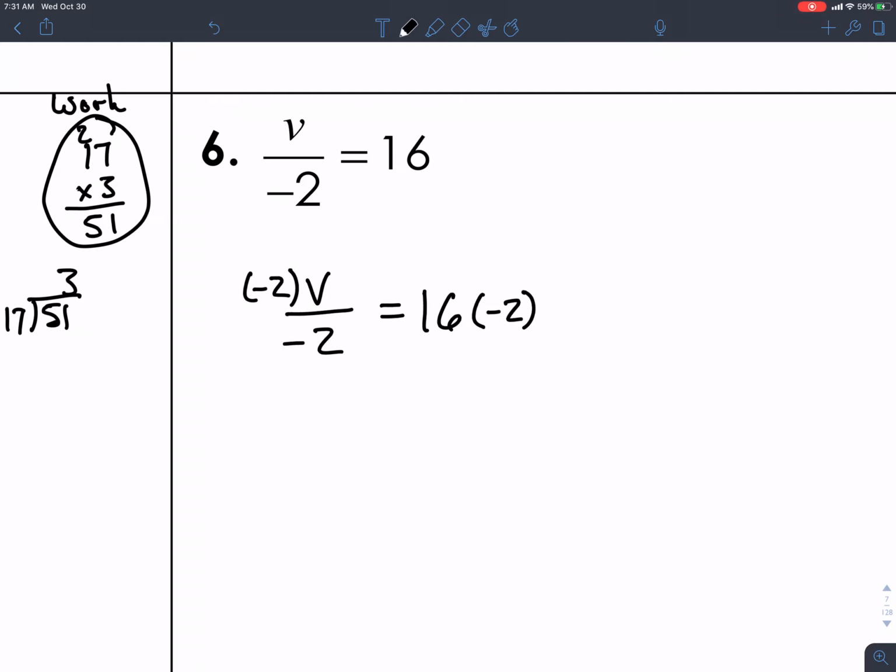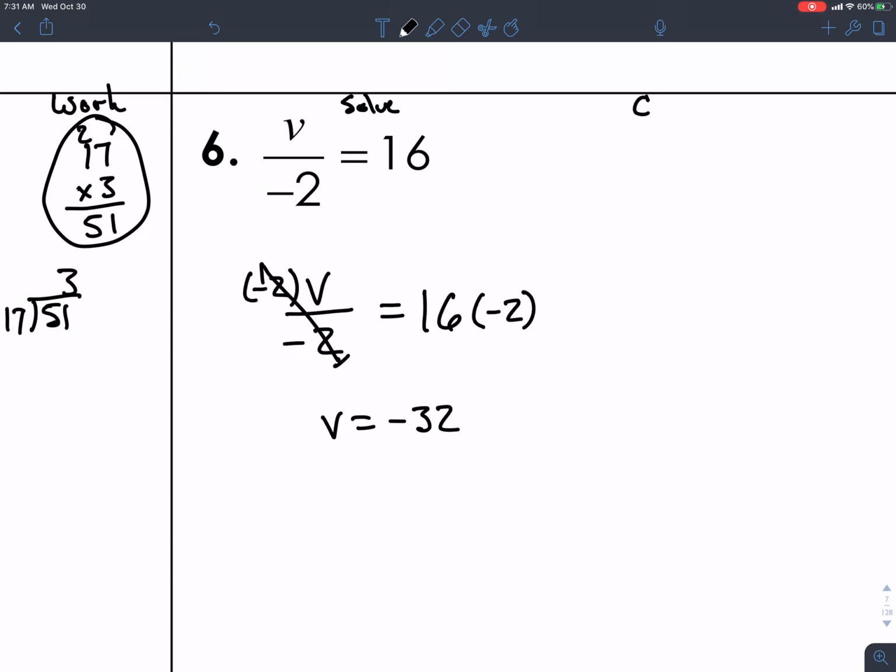Okay? Fractions are really easy to deal with in algebra because you're just getting rid of the numbers. Again, that's a big 1. Negative 2 divided by negative 2 is 1. It has to be the exact same number, exact same sign. If you're not following that, you're not going to get this answer right. So I'm just left with 1v. I don't have to write the 1. 16, a positive times a negative, is going to give me a negative. 16 times 2 is 32. There's my work, or my solving it.